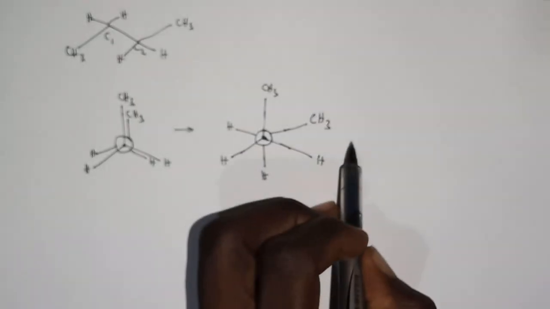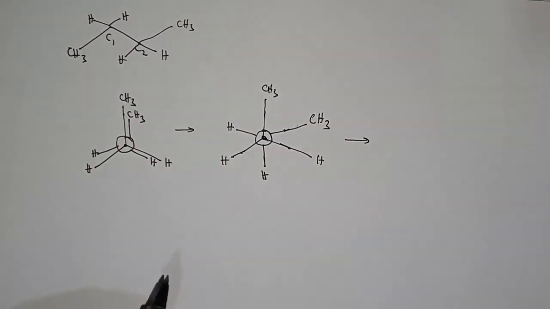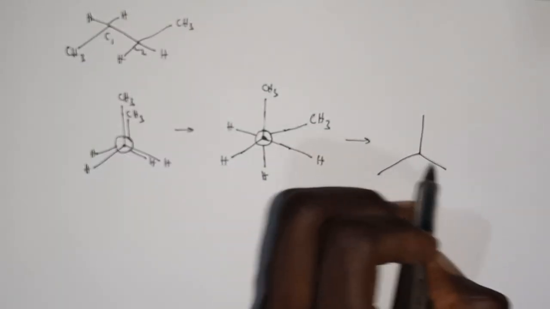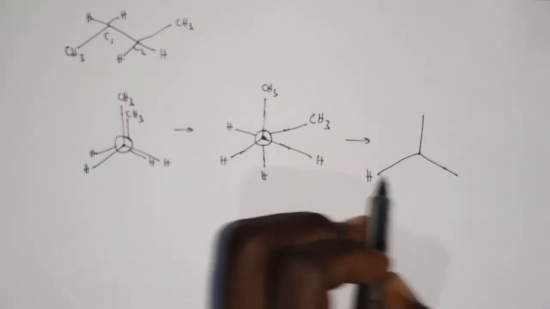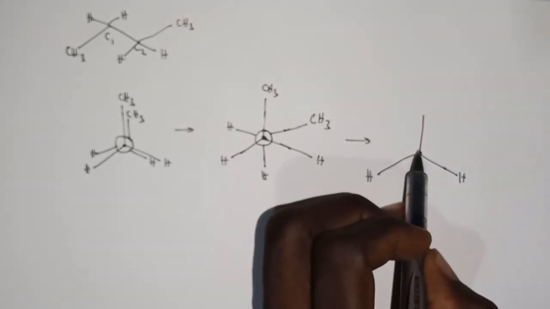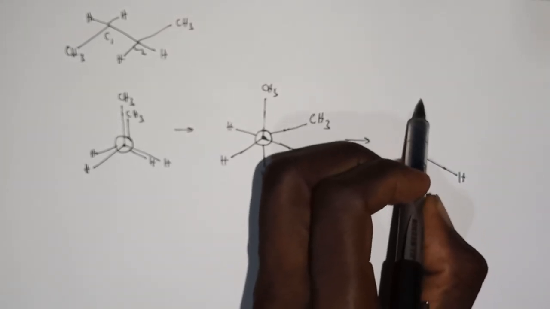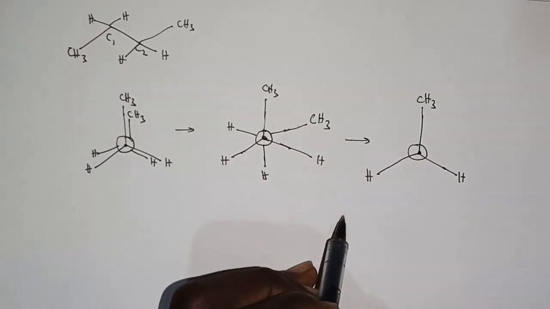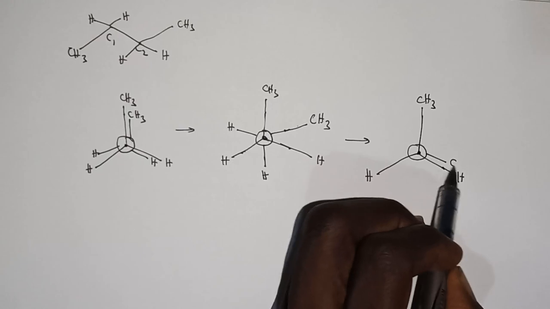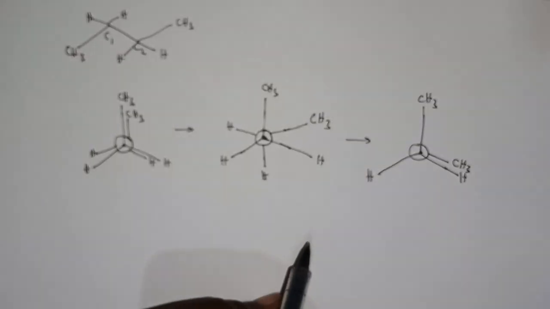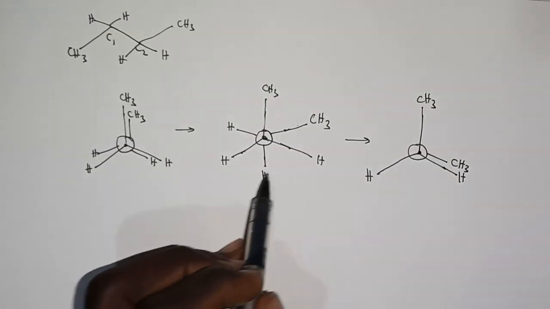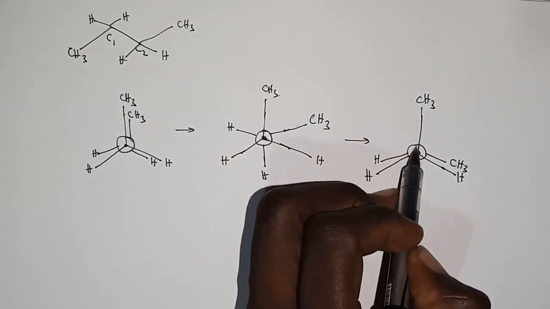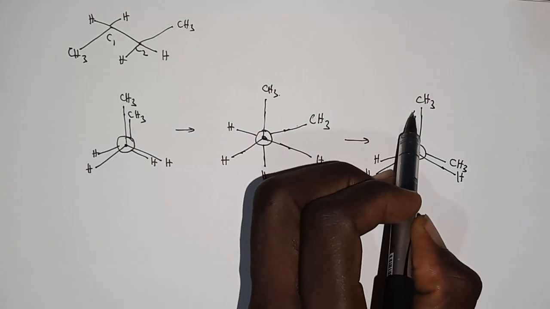The next thing we'll do is we'll proceed to rotate it another 60 degrees again. So this is the front carbon. This is a proton, this is a proton. And then the top here is a CH3. And so we'll rotate it again, 60 degrees. So CH3 at the back carbon will come here. And then this proton will go here. So this proton is here. And then this proton will go to the top. So this proton is here. So H.